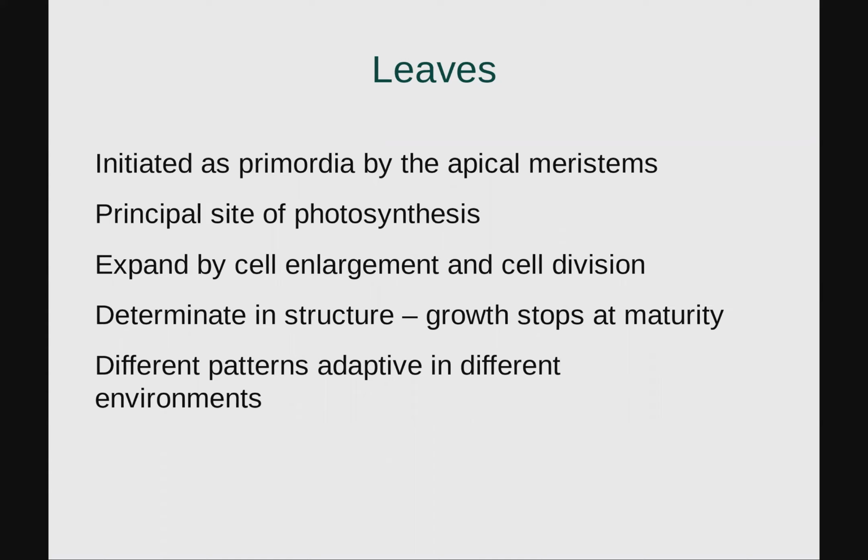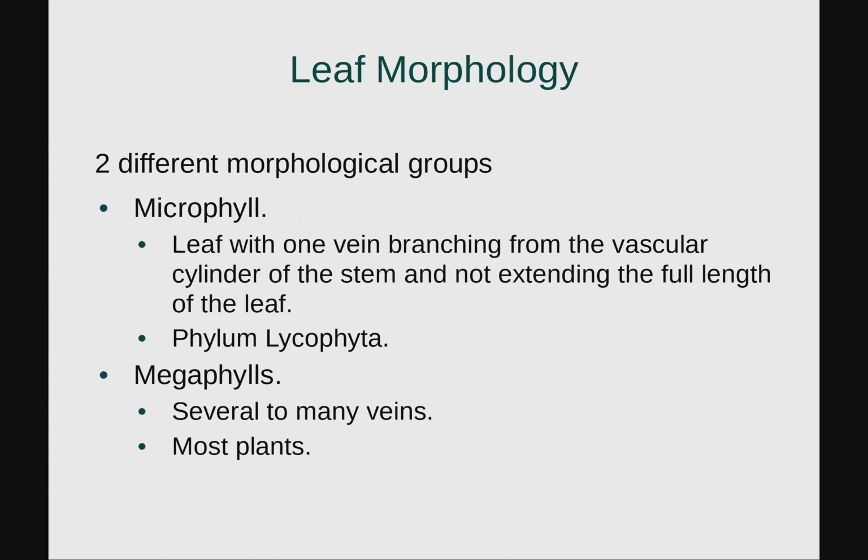Now, leaves are initiated as primordia by the apical meristems themselves, and they are the site of photosynthesis. They expand by cell enlargement as well as cellular division, and they are determinate in structure, so their growth does stop at maturity. So they don't grow indefinitely. They reach maturity and they stop growing. There are two distinct morphological groups of leaves out there, whether or not you noticed them.